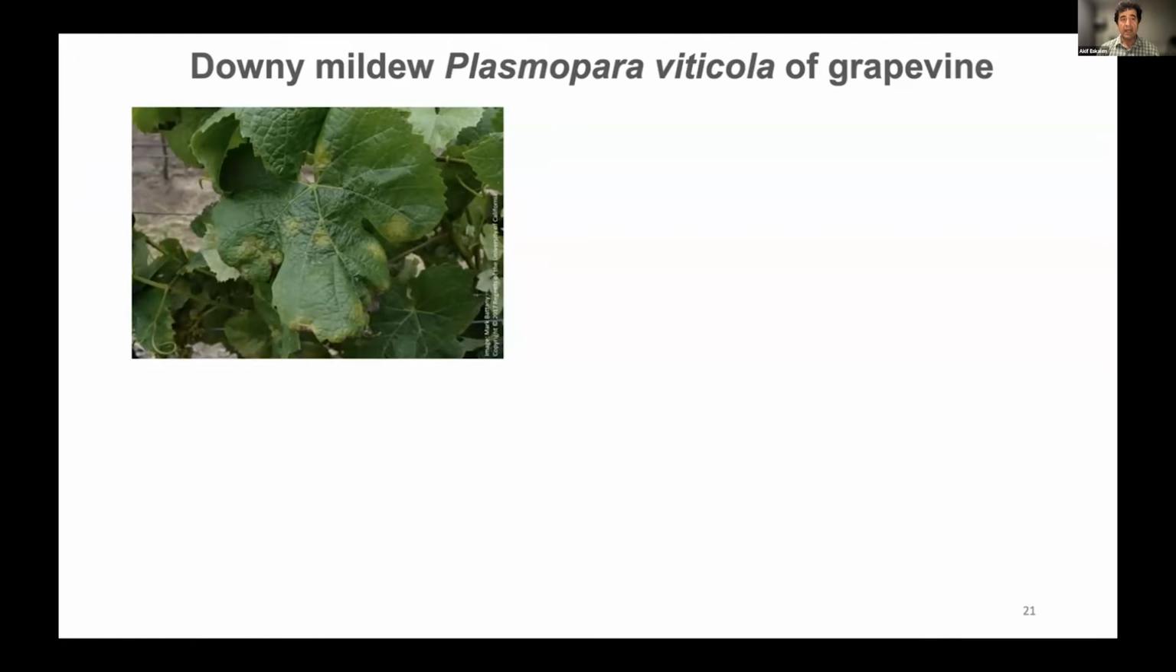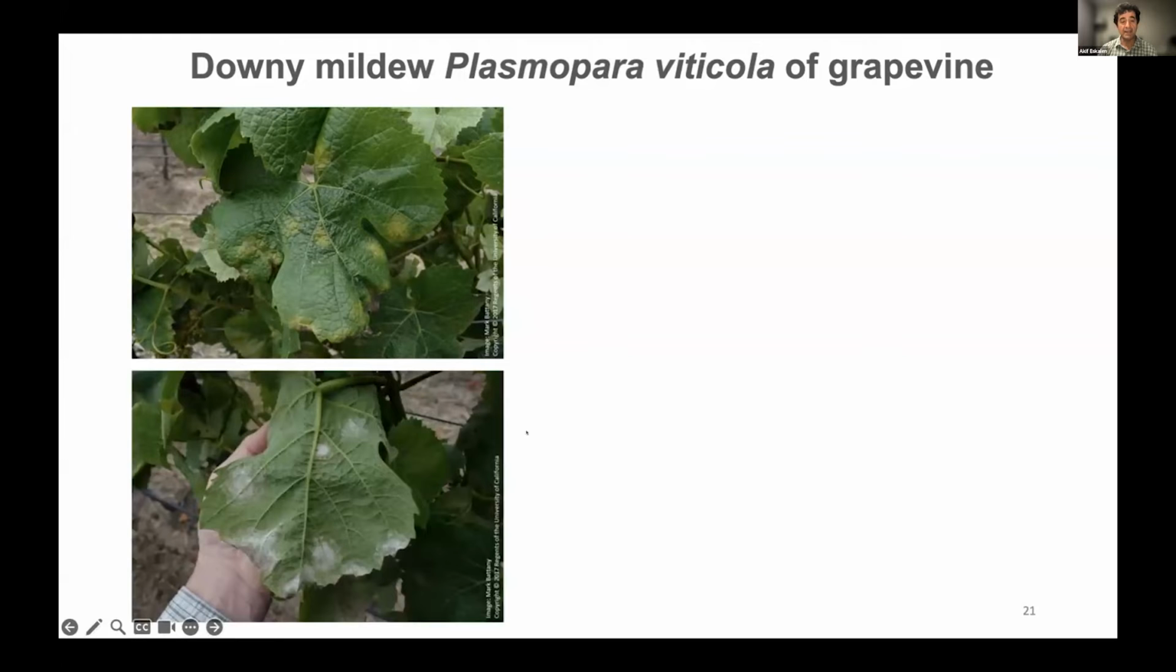This year, downy mildew was a big problem, especially in your area, because we have a little bit more rain, which is the perfect condition for downy mildew. The pathogen, also known as Plasmopara viticola, is another obligate parasite of the grapevine. At the beginning, it shows symptoms similar to powdery mildew, so it could be confused.